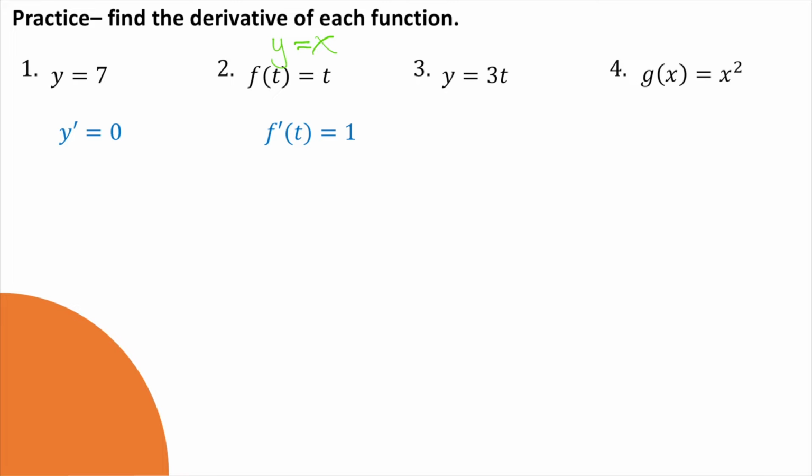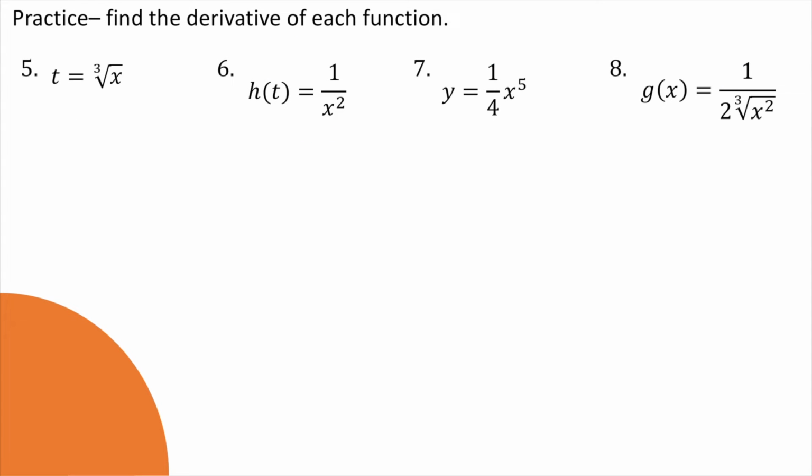Okay, y equals 3t. Well, we have a hidden exponent here of 1. So if we bring that forward, 1 times 3 is 3. And then t to the 0 is kind of hiding there. And then g of x equals x squared. So the 2 comes forward, drop the exponent by 1.